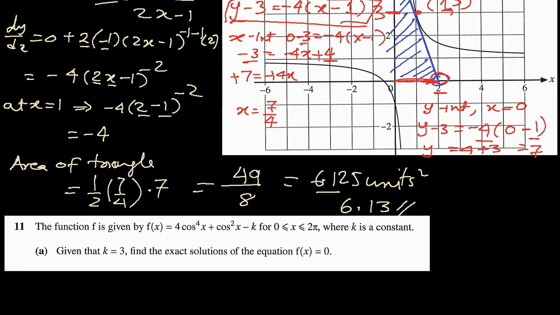Let's move on to question number 11, the final question. The function f is given by f(x) equal to 4 cos 4x, and this, okay, between 0 and 2 pi, given that k is 3. So they have given k equal to 3 for the first time, so we can use it. 4 cos 4x plus cos square x minus 3. This is our k replaced here, and they said find the exact solution of this equal to 0.